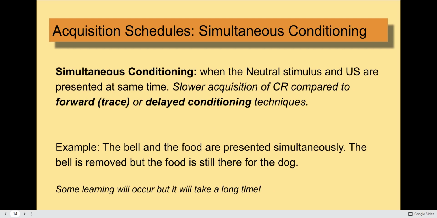Another way in which you can train someone to acquire a response is through simultaneous conditioning. And as simultaneous would indicate, both the neutral stimulus, and so if we take Pavlov, we're talking about the bell, and the unconditioned stimulus, the food, are presented at the same time. Now, there's much slower acquisition of the conditioned response. I mean, it's hard for an organism to associate two things when they overlap completely like that, but learning will eventually occur. It might just take a long time. So that is simultaneous conditioning. It's definitely not as effective.